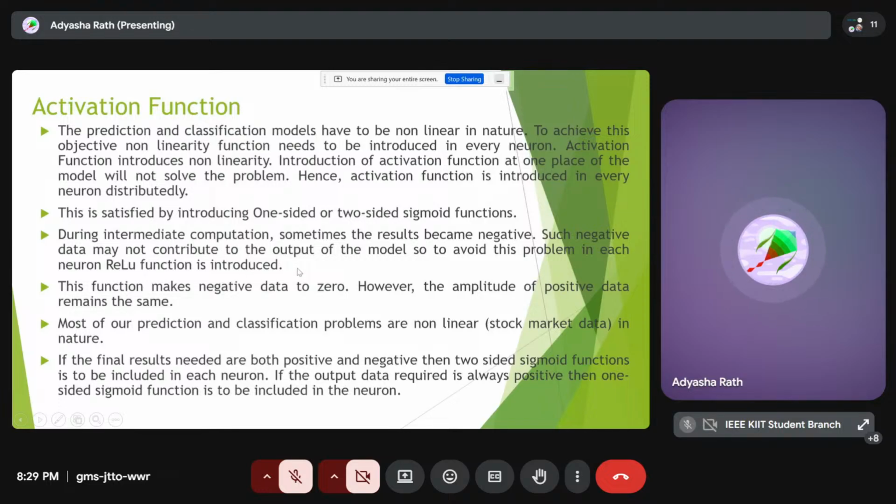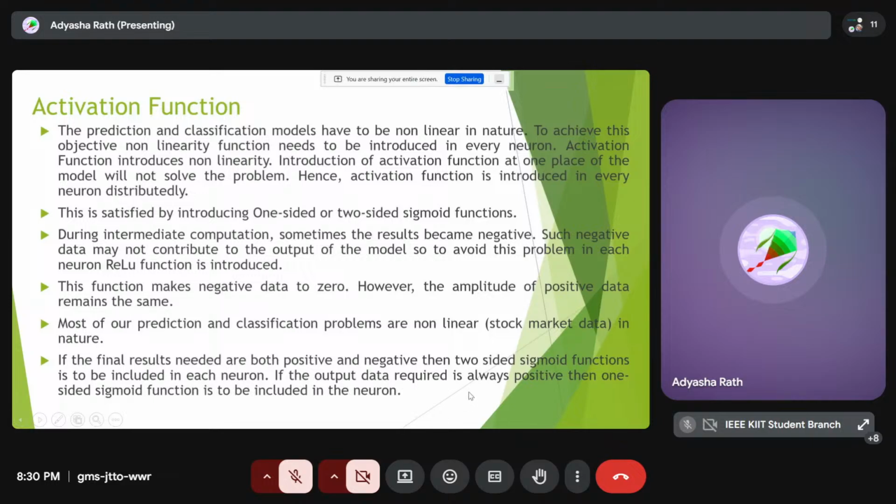During intermediate computation, sometimes the result becomes negative. Such negative data may not contribute to the output of the model. So, to avoid this problem, the ReLU function is introduced in each neuron. This function makes the negative data go to zero. However, the amplitude of the positive data remains the same. Most of our prediction and classification problems are nonlinear in nature, like stock market data. So, if the final result needs both positive and negative, then two-sided sigmoid functions are to be included in each neuron.